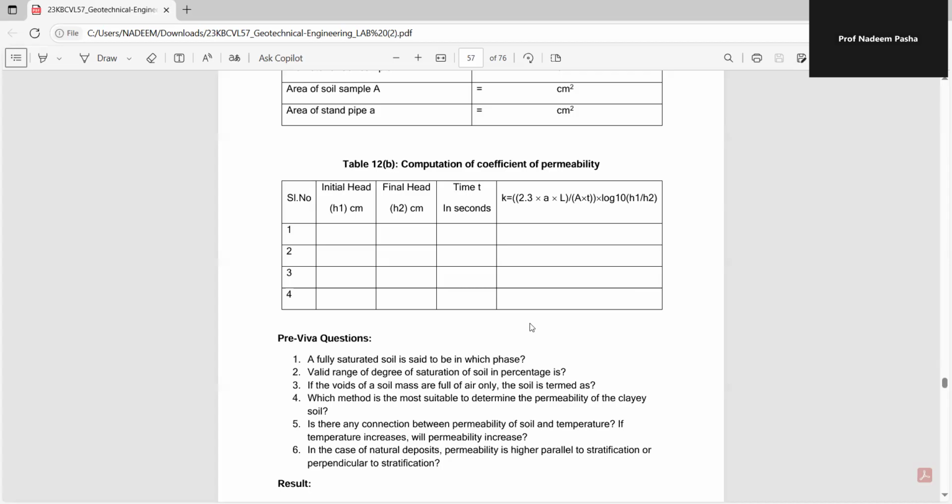A fully saturated soil is said to be in which phase? It is said to be in two-phase. A valid range of degree of saturation of soil in percentage is 50 to 60%. If the voids of a soil mass are full of air only, then the soil is termed as dry soil. Which method is most suitable to determine permeability of clay soil? Variable head permeability test. Is there any connection between permeability and temperature? Yes. In case of natural deposit, permeability is higher parallel to the stratification of flow.